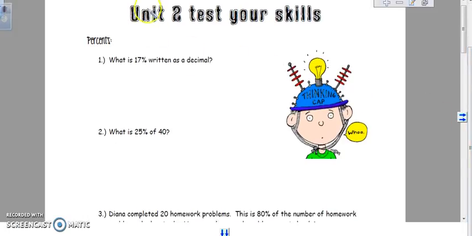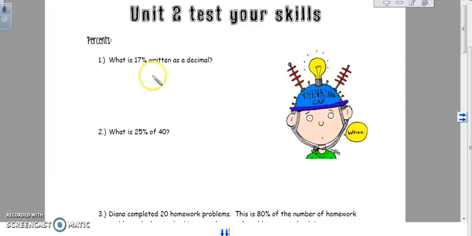Okay, before I go through this, make sure that you have done the test your skills first on your own. So this whole sheet should be filled out. If the whole sheet is filled out, then you can continue on with the video. If not, you need to do the sheet first to test your skills to see what you remembered. So let's get started. We're on Unit 2.